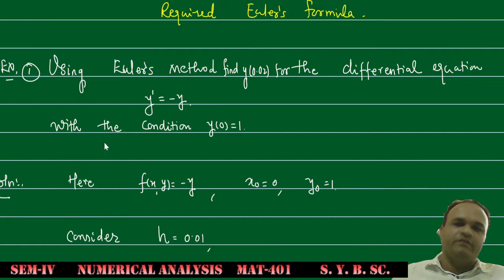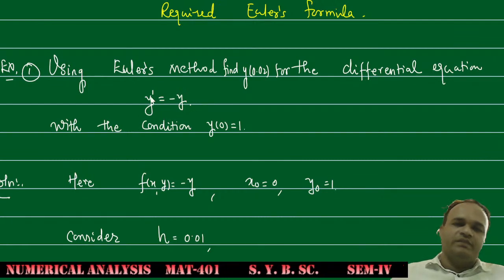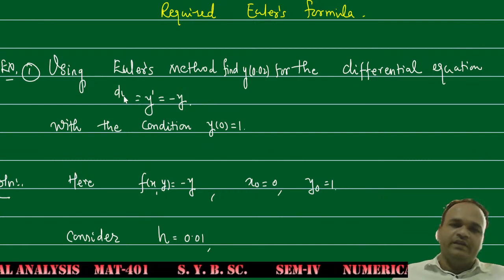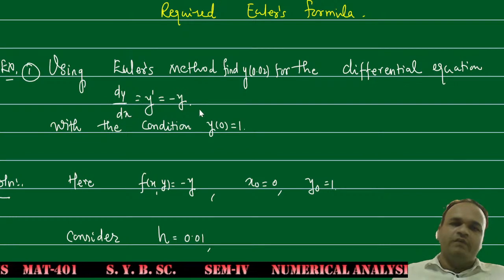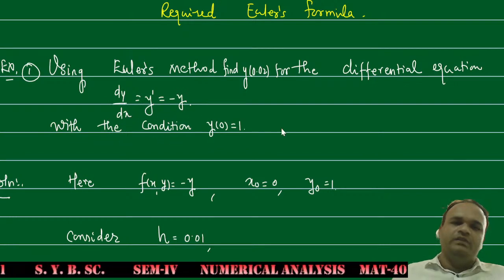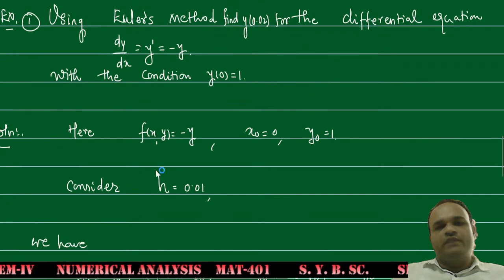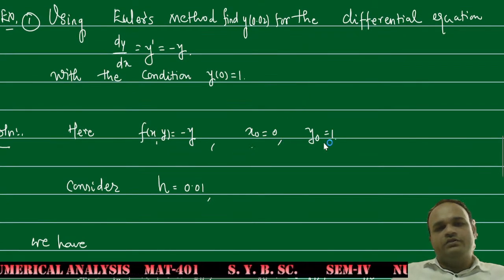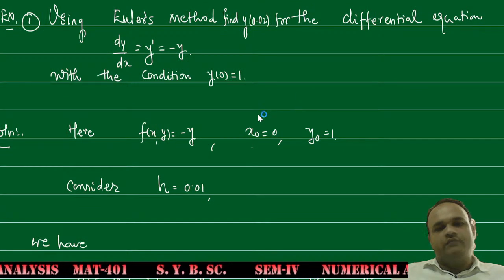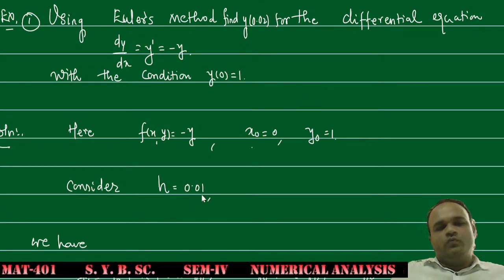Using Euler's method, find y of 0.02 for the differential equation y dash equal to minus 1. So y dash means dy by dx. So dy by dx equal to minus 1 with the initial condition y0 equal to 1. Here f of x, y is equal to minus 1, x0 is equal to 0, and y0 is equal to 1. So consider h equal to 0.01.